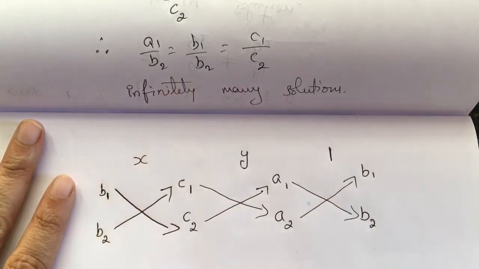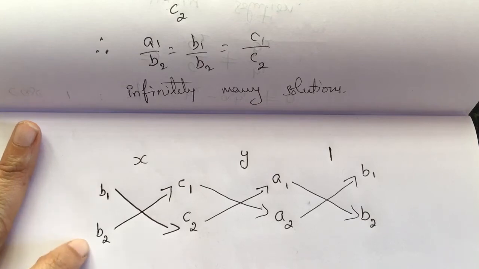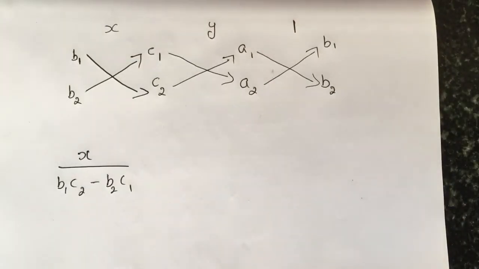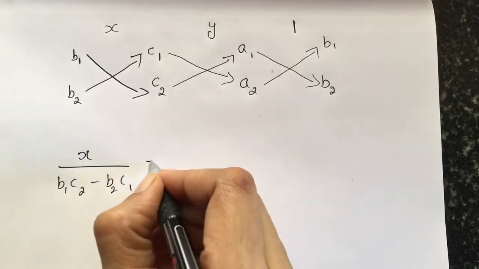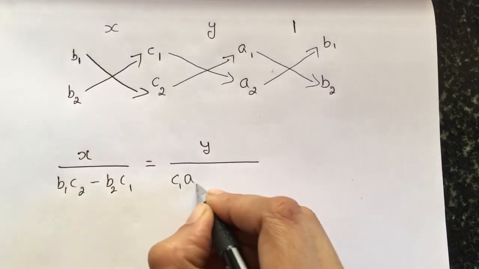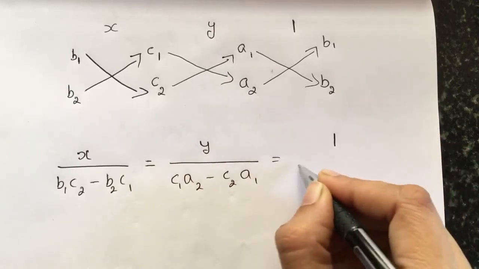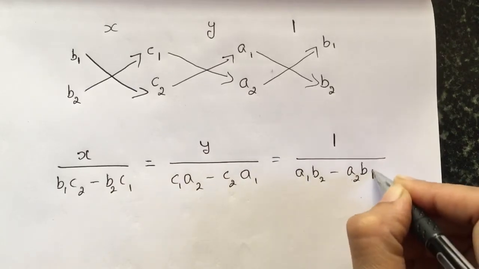So first take the x part, x divided by B1 C2 minus B2 C1. Write it down like this: x divided by B1 C2 minus B2 C1, which is equal to y divided by C1 A2 minus C2 A1, which is equal to 1 divided by A1 B2 minus A2 B1.